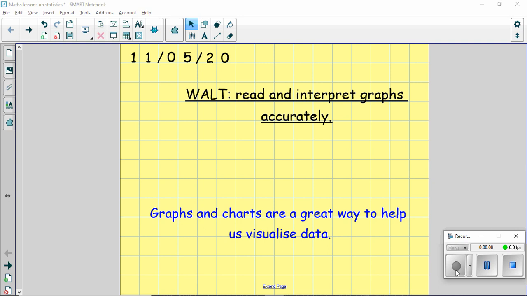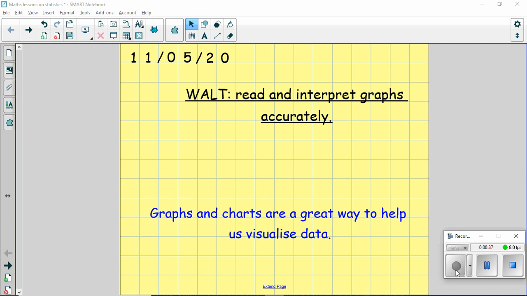This week we are going to be focusing on statistics and looking at different types of graphs and tables. Now, graphs and charts and tables are a great way to help us visualize information and data, and in lots of jobs when you get older, you will have to look at graphs and use them to decipher information. So this is a really useful skill, not just for now, but for when you get older as well. So our work for today is to read and interpret graphs accurately.